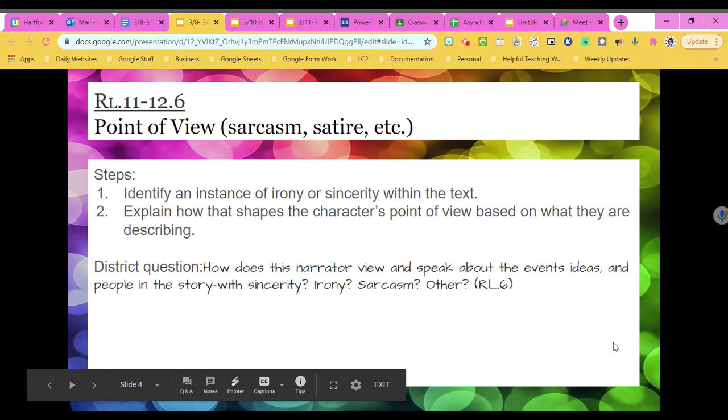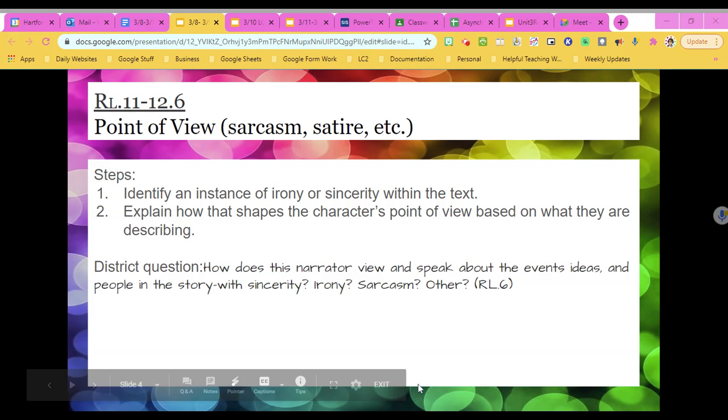Hey everybody, let's talk about reading skills 3 and 4 for Unit 3. Reading skill 3 is about point of view, identifying sarcasm, satire, and sincerity. So here are the steps that you would need to take in order to be successful for this reading skill.